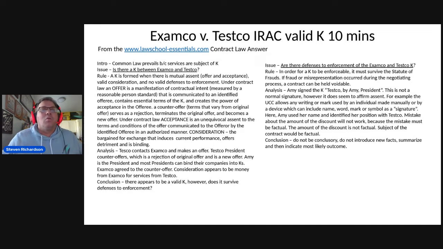Let's see. We're going to look at that. A contract is formed when there's mutual assent: offer and acceptance. Okay, I'm not going to read it verbatim here, but the offer, acceptance, and consideration. Remember, there's a counter offer. So you don't have a lot of time to be thinking about this. You just have to regurgitate it from memory.